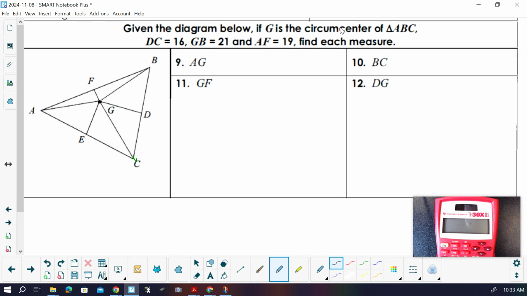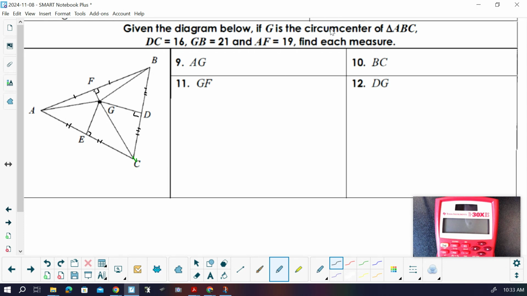Yeah, perpendicular bisectors, right? So that means that we have a perpendicular bisector here, bisecting this side, and it's perpendicular. Perpendicular bisector here, bisecting this side as well, and perpendicular bisector here, and so dividing this side evenly at a 90-degree angle.